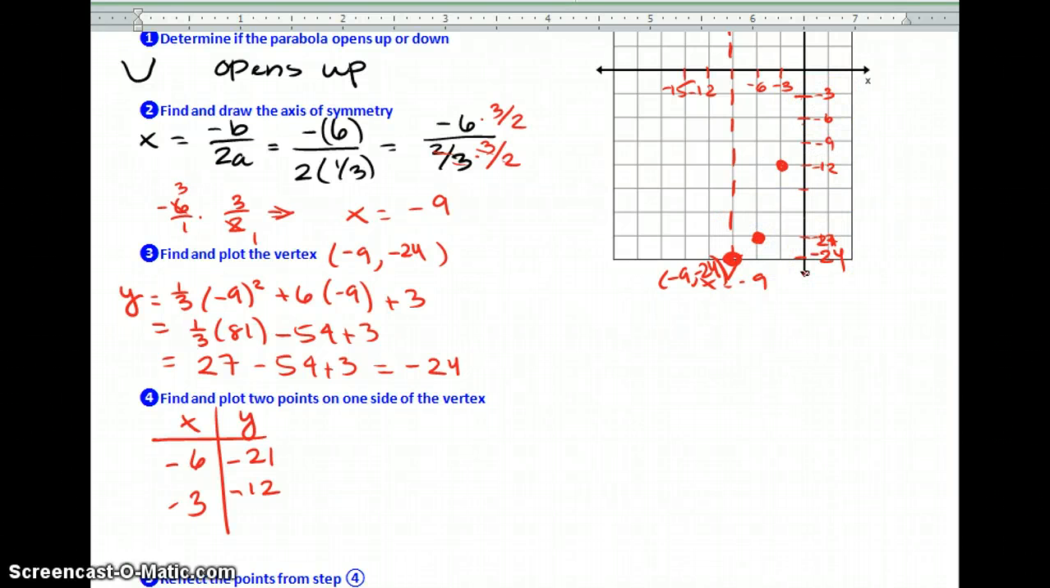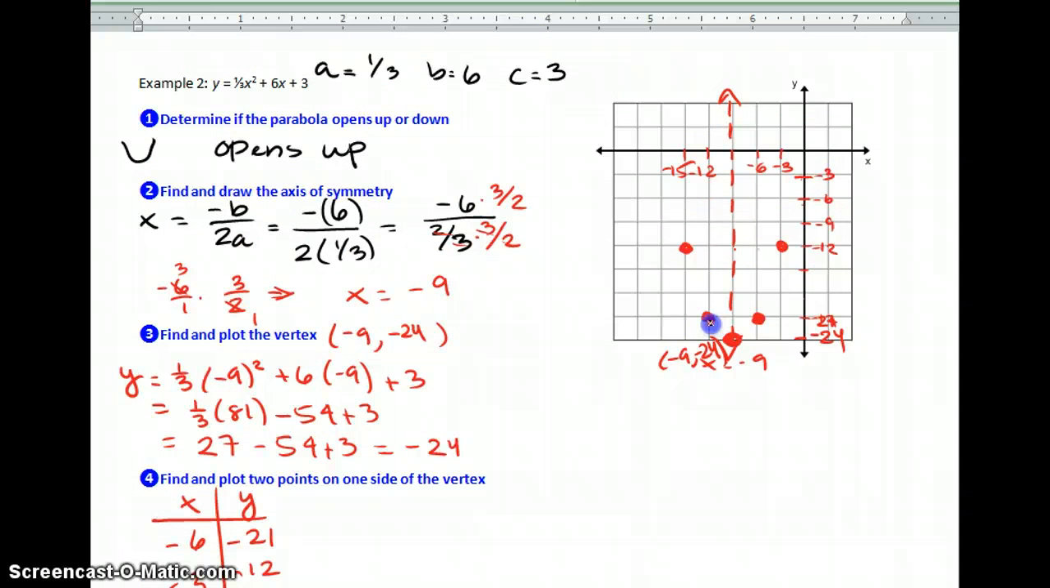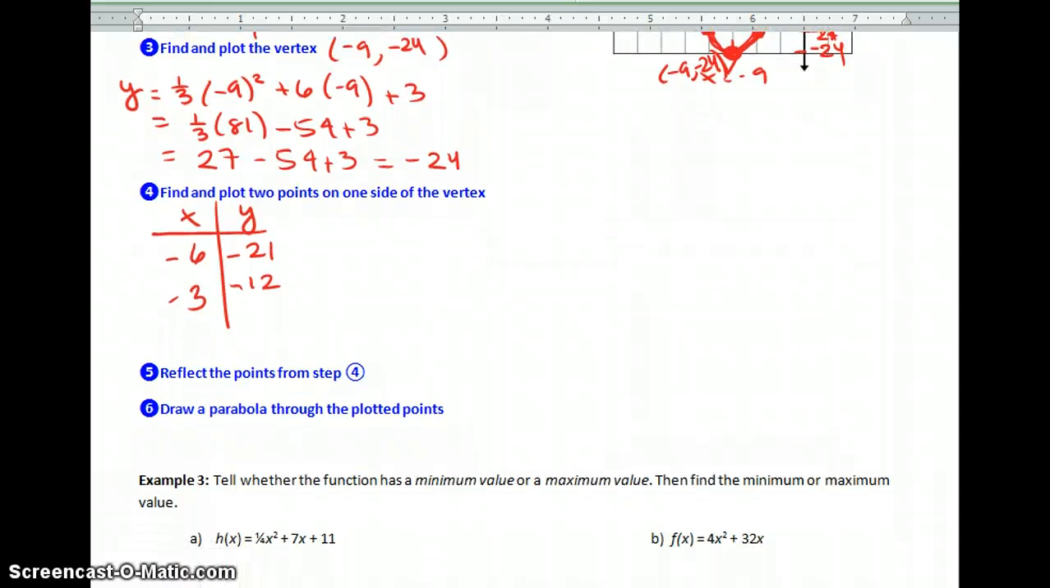The next thing it says for me to do is to reflect those points. So whatever I have here, the same level and the same distance from the axis of symmetry I have here. So this 1, 2, 1, 2. There you go. And then, beautiful people, go ahead and connect your dots. There you go. Ta-da! You've now graphed parabolas.